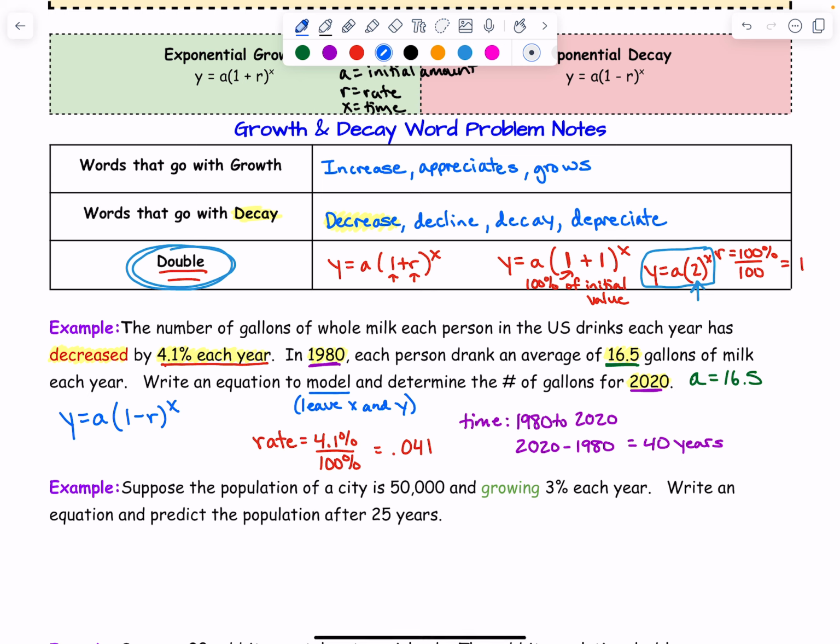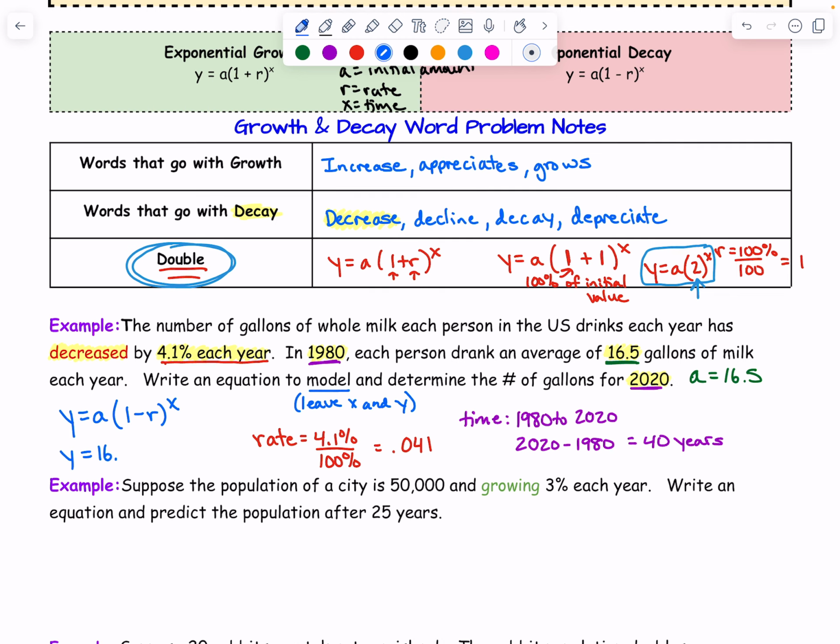So we want to leave the output value of y. We want to plug in the initial value, the a value of 16.5 that we figured out over here. 1 minus the rate, which we figured out was 0.041.